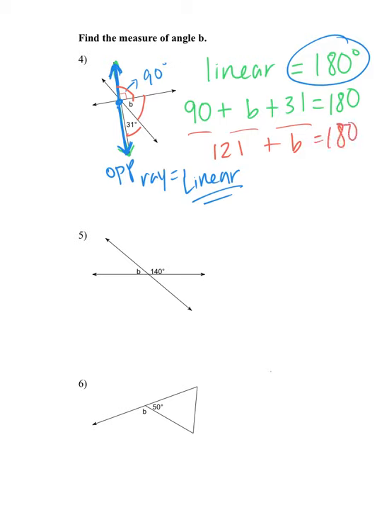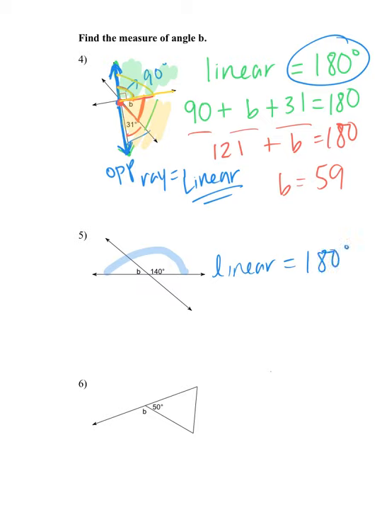So b would equal, how do you know that? It would equal 59. What's your question? How would you know that b is? Benji, what kind of angle do you think these are? Isn't it like a linear? Linear, yeah. So what does that add up to? 180. So what are you going to subtract 140 from? 180. So b is 40. That's it? Yep. I got it.